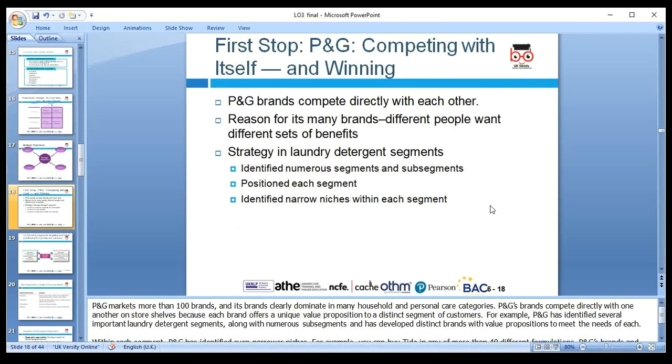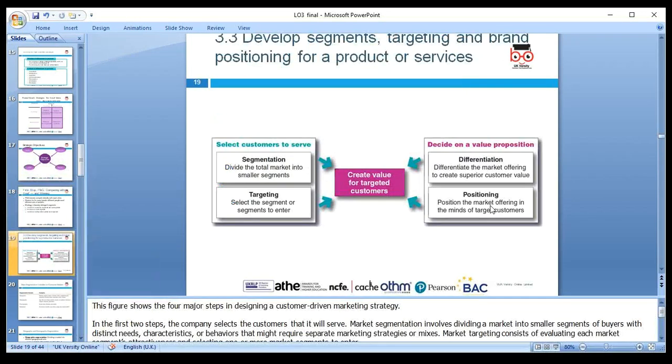Next we can look at Procter and Gamble, whose products are almost all over the world, in 130 countries. P&G brands compete directly with each other. The reason for many brands is that different people want different sets of benefits. They differentiate their strategy in the laundry detergent segment, identifying numerous segments and sub-segments. They position themselves and identify narrow niche markets, especially in India and Pakistan, like Head and Shoulders and various other shampoos in one sachet pack, because of people's affordability, and they capture the market due to this.